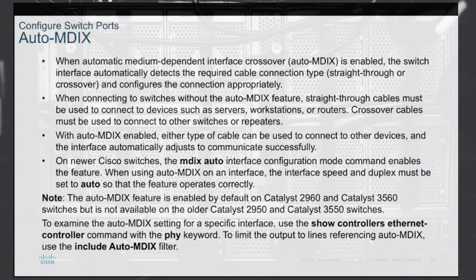The straight-through cable works between different devices. If you want to connect a switch to a PC, a switch to a router, or a router to a PC, you use the straight-through cable. And when do you use the crossover? When you need to connect like devices, such as a switch to a switch, a router to a router, or a PC to a PC. When connecting switches without this feature, you need to make sure that you have the correct cabling: straight-through cable for unlike devices and crossover cable for like devices.